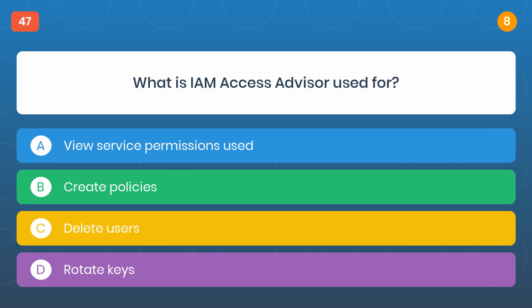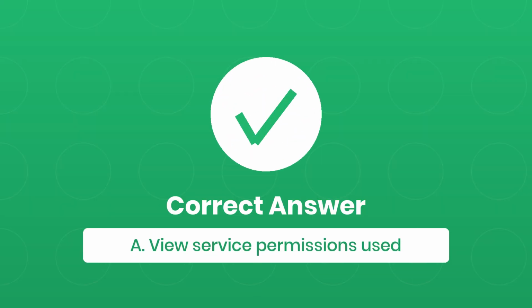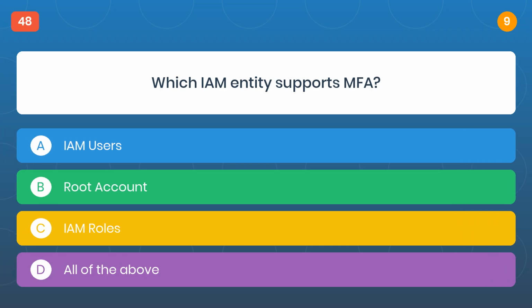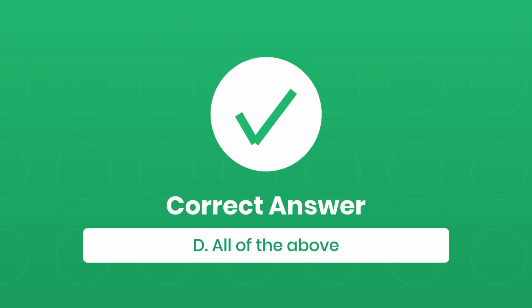Question 47. What is IAM Access Advisor used for? The correct answer is A, view service permissions used. Question 48. Which IAM entity supports MFA? The correct answer is D, all of the above.